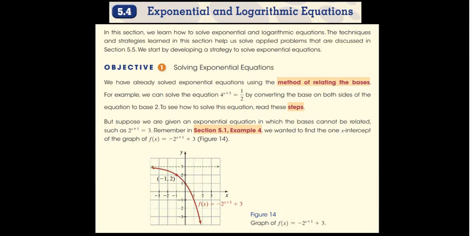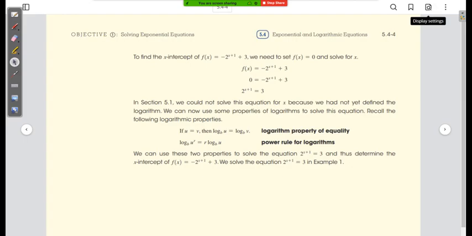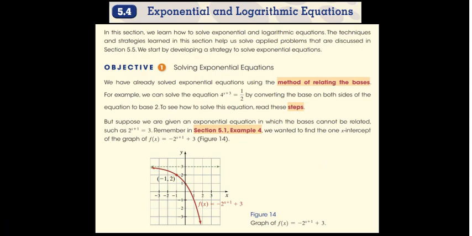Okay, so for instance, suppose we're given an exponential equation in which the bases cannot be related, such as 2 raised to the x plus 1 power is equal to 3. There is no way we can get 2 and 3 to be the same base. So if we wanted to solve that, we have to do something a little bit tricky to both sides here.